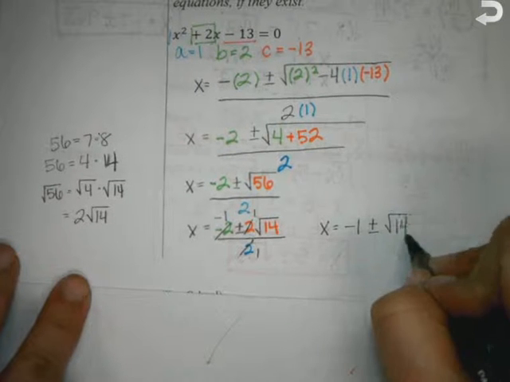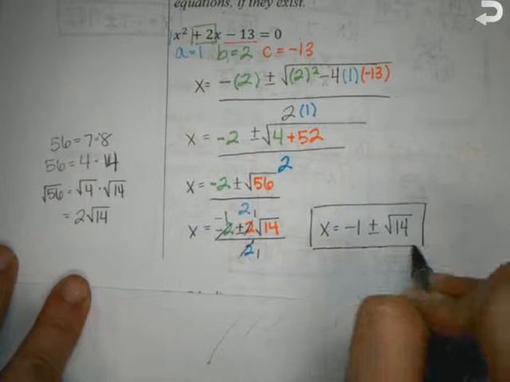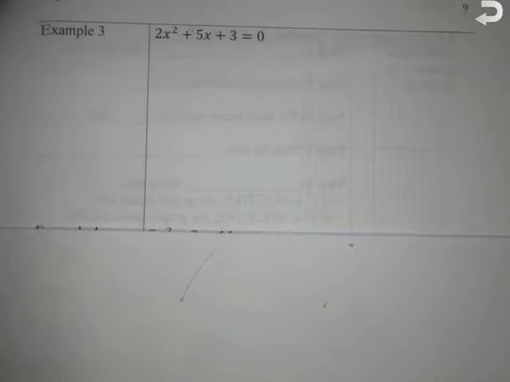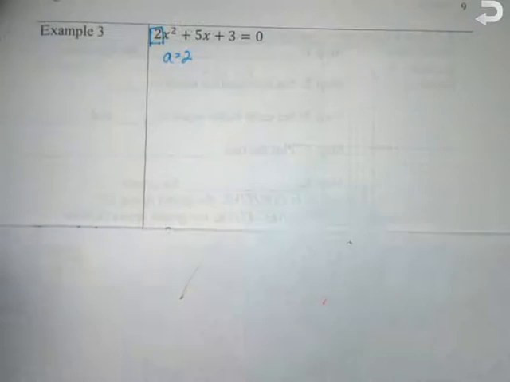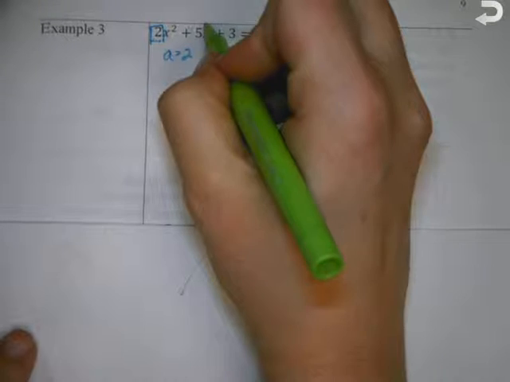So basically, okay, example 2. Is the whole thing equal to 0? Yes. So what's A here? A is 2. So A equals 2. B equals positive 5. And C equals positive 3. Okay.